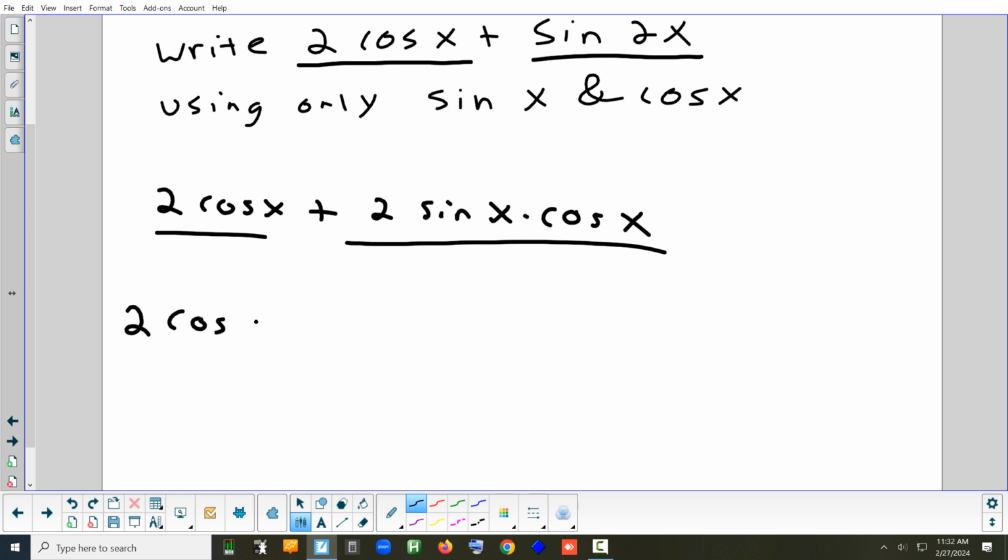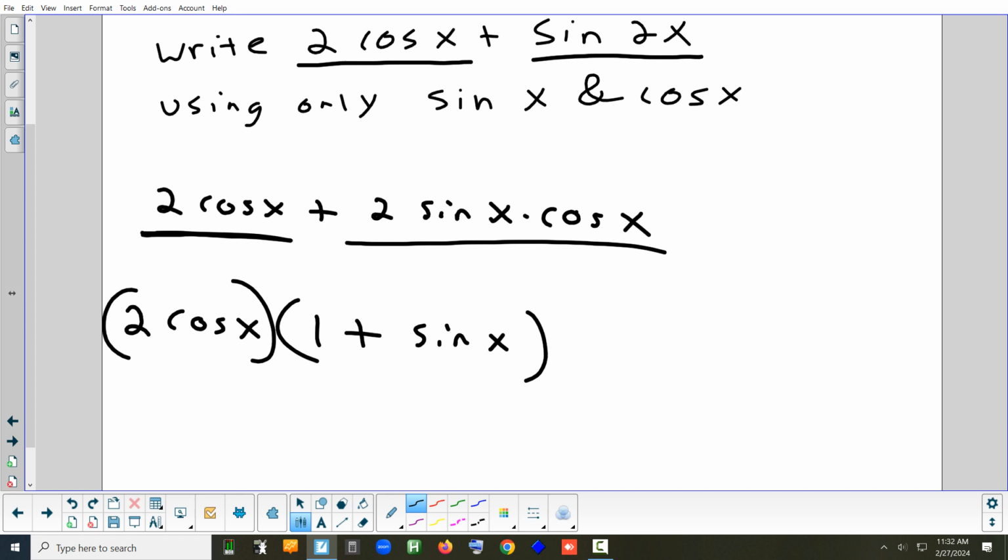And what if you factor out 2 cosine x from the second term? Sine x. That's a factored version of the answer. Why is the factored version helpful? Because if I was going to set this equation equal to 0 and now solve it, you set each one of these factors equal to 0 and get x by itself.